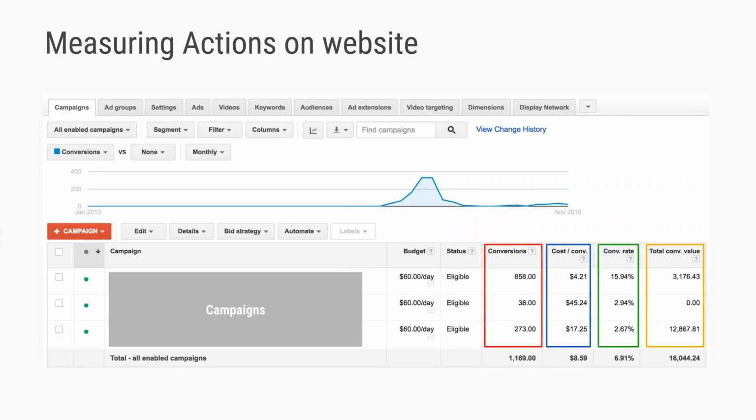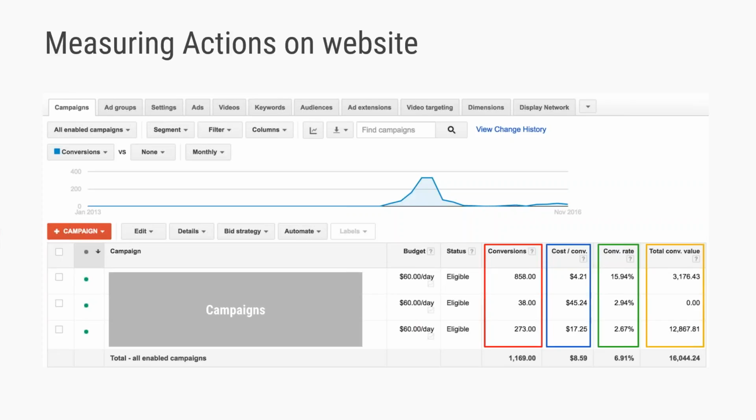Similarly, we have the conversion rate. Conversion rate is the measure of how many users registered out of the people who clicked onto the website. So let's say, again, the same example, if 100 people visited your website and 20 people registered, then 20 divided by 100 is the conversion rate ratio.